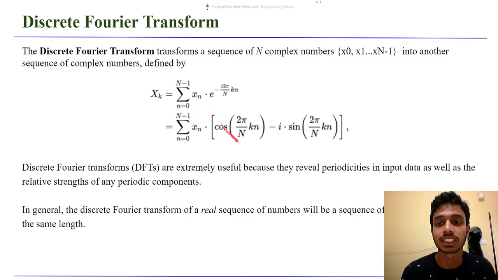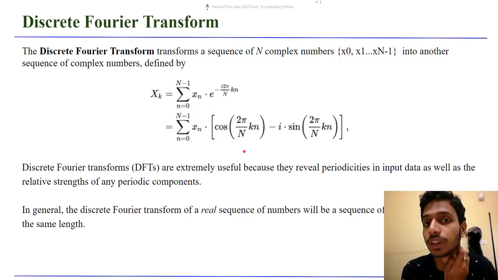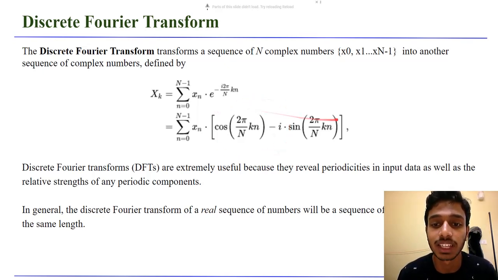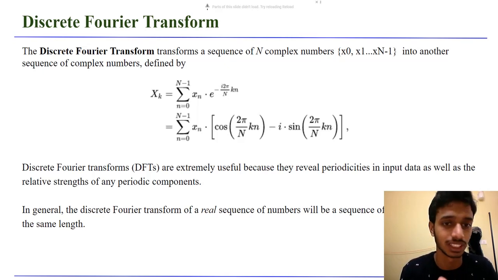As in Arduino, we don't have a library for complex numbers, we will be using a separate matrix for computing the real part and a separate matrix for computing the imaginary part. And finally, what we need is just the magnitude of this. So we will be squaring and adding each and every term in all the matrices. So hope it is clear.